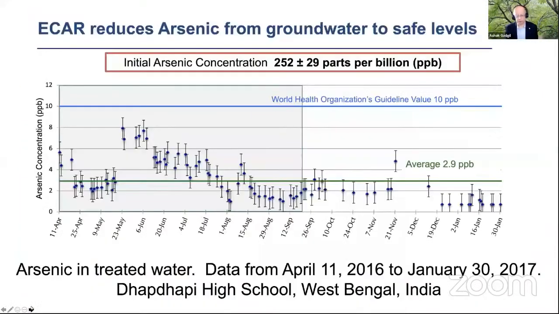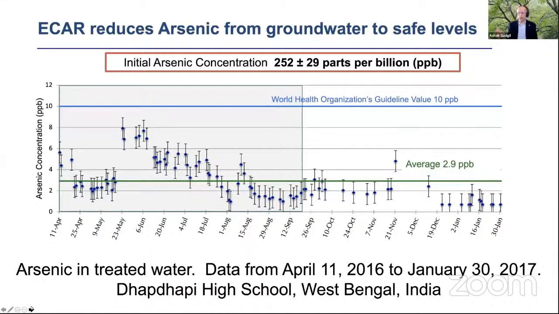This is how the reactor performs. It has been performing like that for now 5 years, since the beginning of 2016 until now. Initial arsenic is 252 parts per billion, and final delivered arsenic is less than 3 parts per billion.